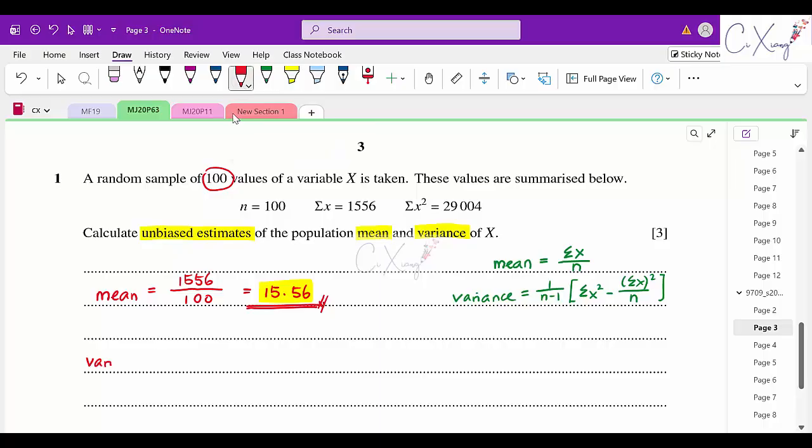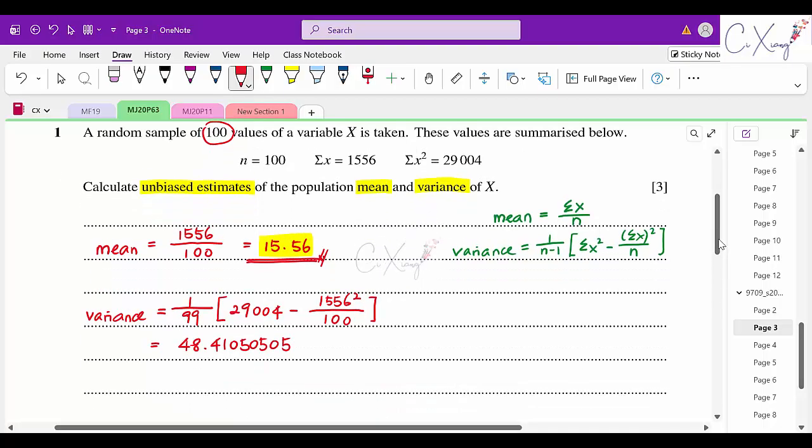Then after that, let's have a look at the variance. The value of variance should be 1 over n minus 1, so I'm taking 1 divided by n minus 1, you get 99, times summation of x squared, you get 29004 from the question, minus summation of x, 1556, squared, divided by n, which is 100. Then just make sure that you press the calculator. If you didn't make any careless mistake, the answer should be a long value like this. And of course, we cut it short to 3 significant figures as the final answer. Then it should be 48.4, correct to 3 significant figures.